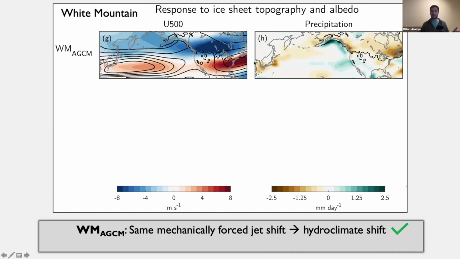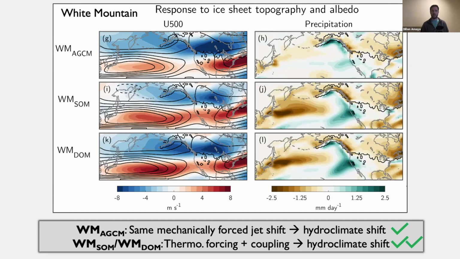However, albedo forcing drastically changes the climate response when it's coupled to a realistic ocean setting. When you couple a White Mountain to a realistic ocean, you start to see a much more robust, reinforced southward shift of the jet, and a much more coherent north-south shift in hydroclimate along the US West Coast. So it gets two check marks here, right?